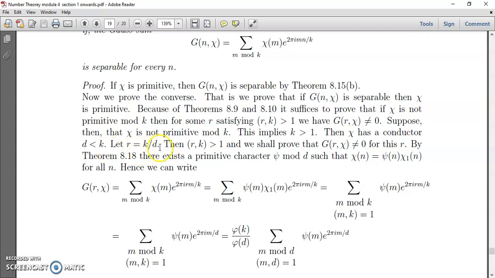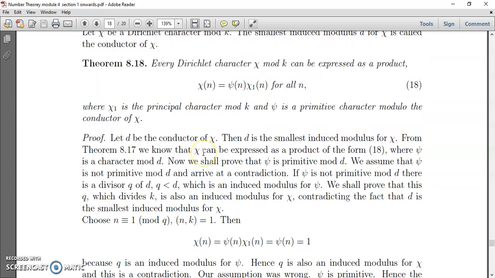Let r is equal to k by d. Now for gcd of r and k greater than 1, we shall prove that g of r chi is not equal to 0 for that r. By the previous theorem that we have proved, there exists a primitive character psi mod t such that chi of n is psi of n times chi 1 of n for all n. This is what we have proved in the previous theorem.